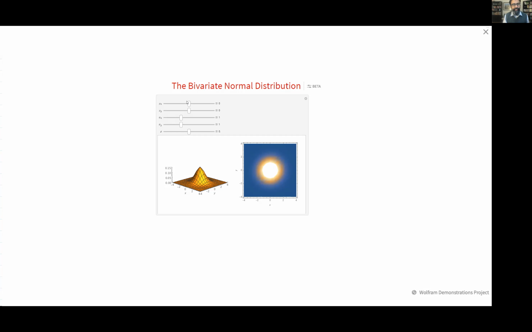So this mu x and mu y really correspond to the center of this shape. So if I change mu x to some high value, okay, it has stopped responding. Give me a minute.